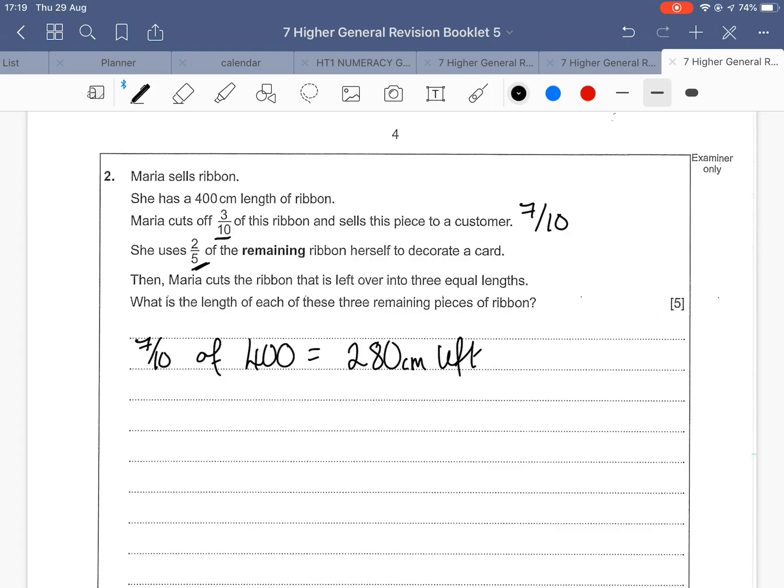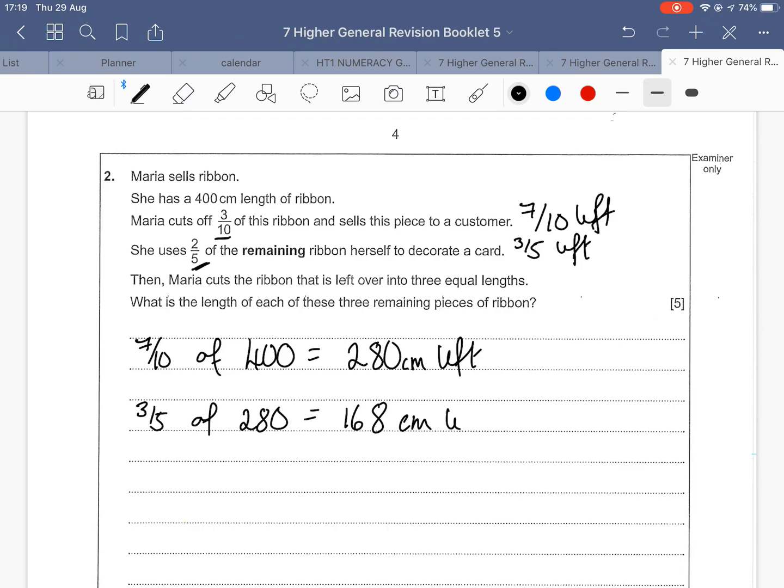Then she uses 2/5 of the remaining ribbon herself to decorate a card. So if she uses 2/5, she's got 3/5 left. I'm working out what's left. You could have worked out 2/5 of 280 and then taken it away, I'm just doing a quicker way. So 3/5 of our 280 gives me 168. Again, just divide by 5, times by 3. It wouldn't take you long to do the bus stop method.